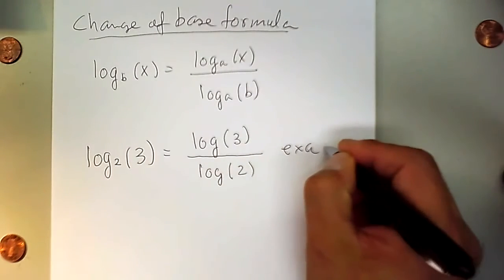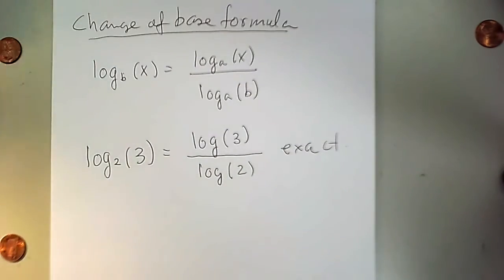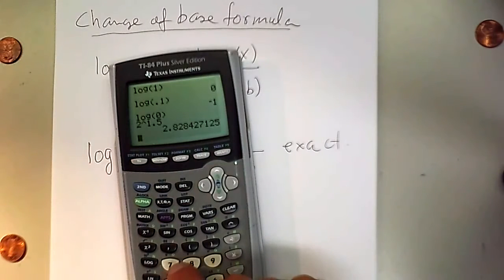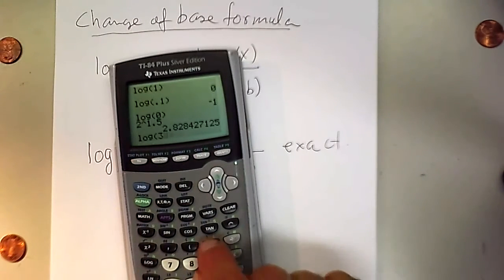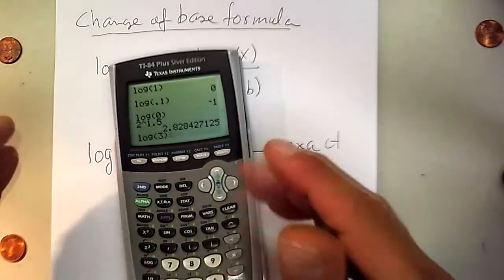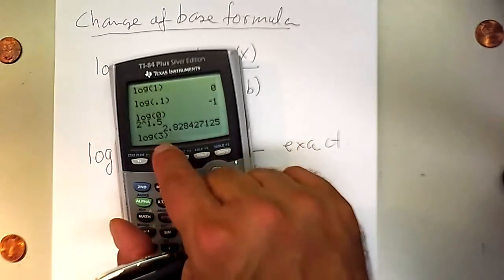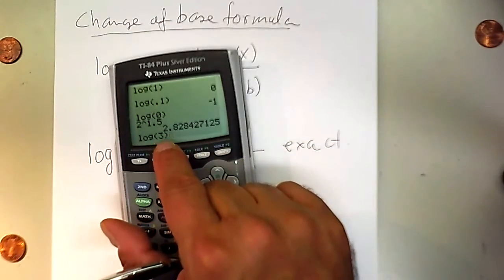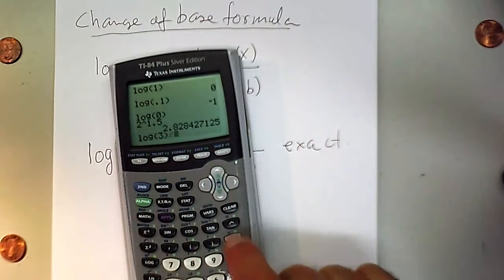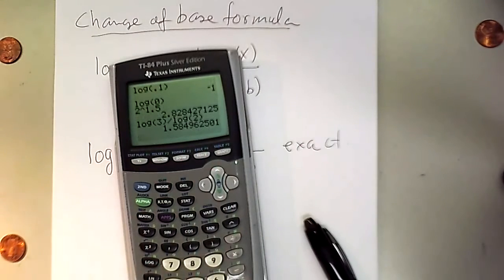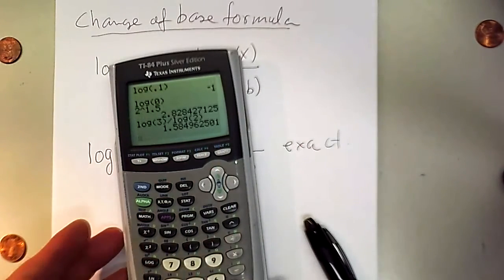By the way, that is exact. And then we can figure this out on the calculator, and the calculator will give us a good approximation. So if we have logarithm of 3, close parenthesis, see, this calculator has a nice parenthesis telling us, okay, here's the input. When you finish putting the input in, close the parenthesis, divide by logarithm of 2, close parenthesis, and there is our solution.